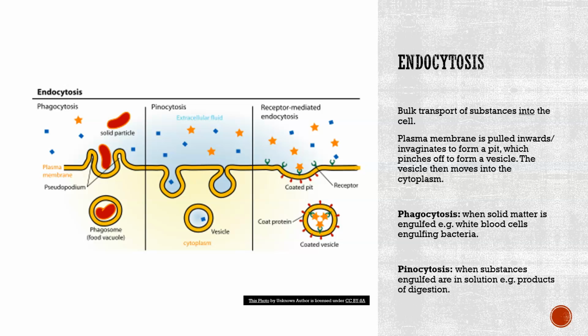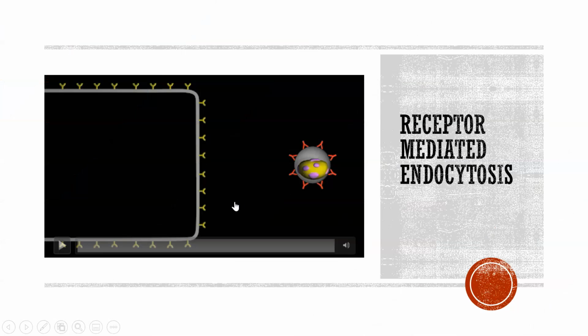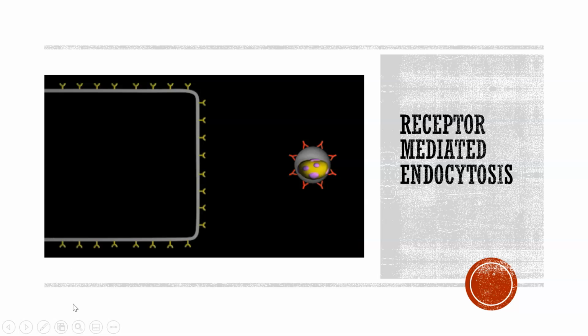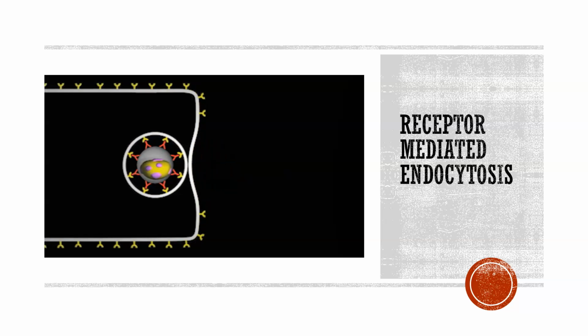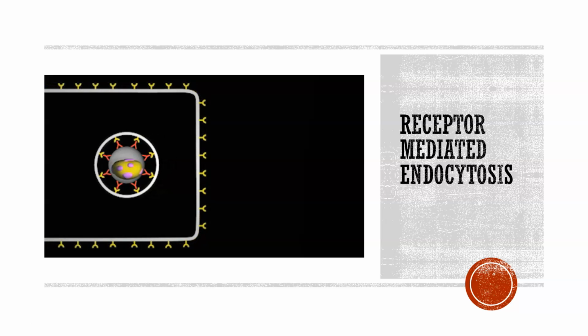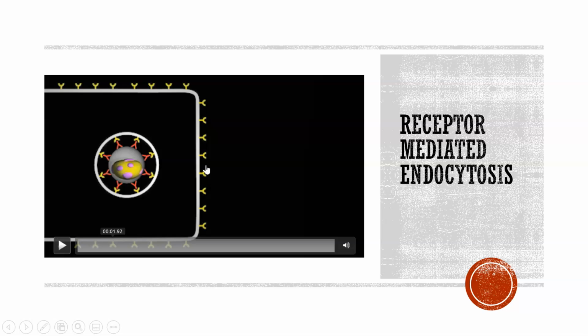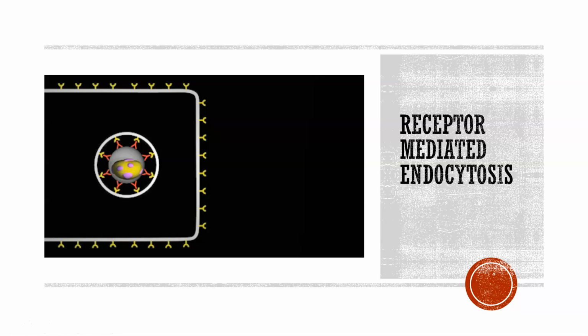We've got pinocytosis, where substances are engulfed in a solution. So they take in the solution that's around them, and an example is products of digestion. We'll have a look at receptor-mediated endocytosis next. You'll see there how those enzyme receptors on the outside of the cell knew that that was the molecule it was looking for, because the receptors on the cell fitted the receptors on the molecule, and that's how they know it's the right molecule, and then endocytosis occurs.